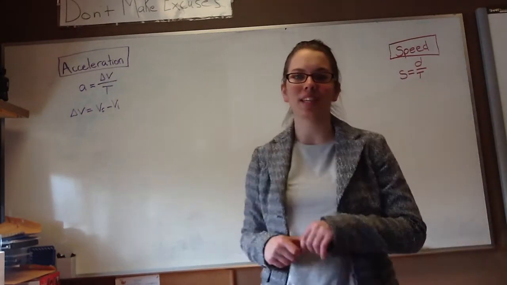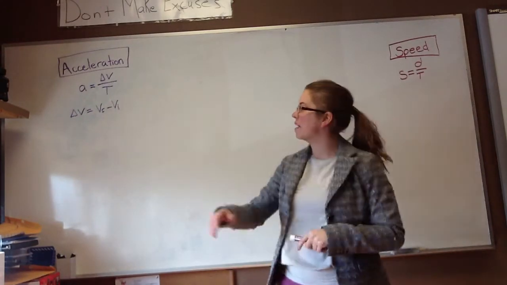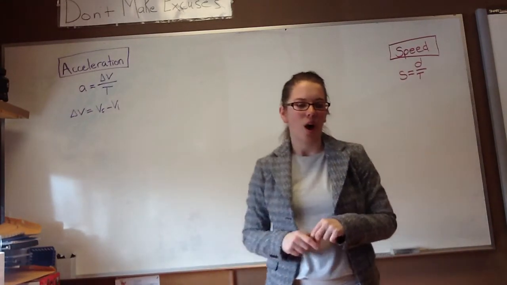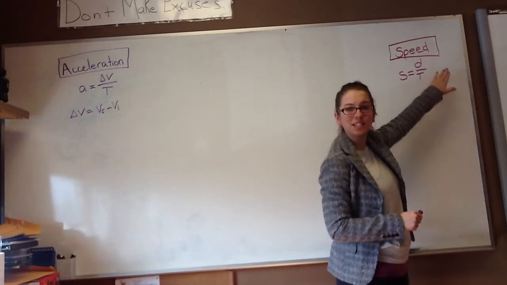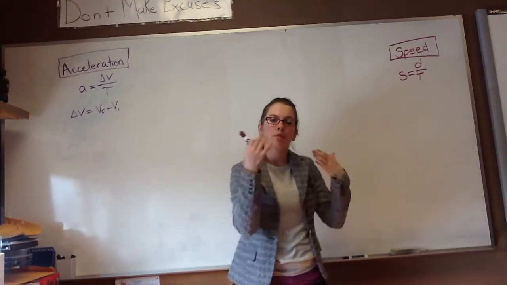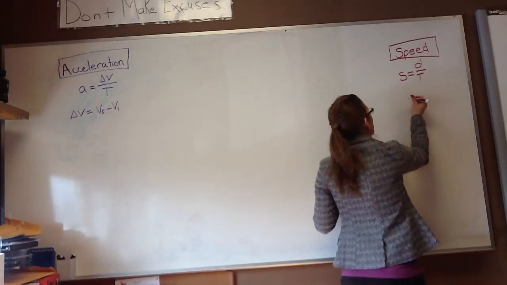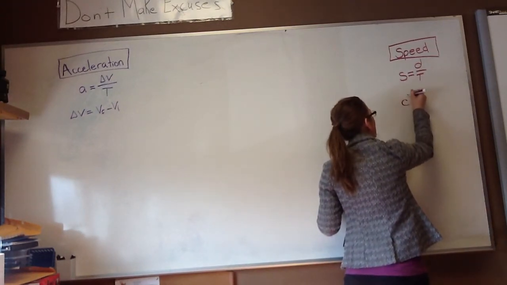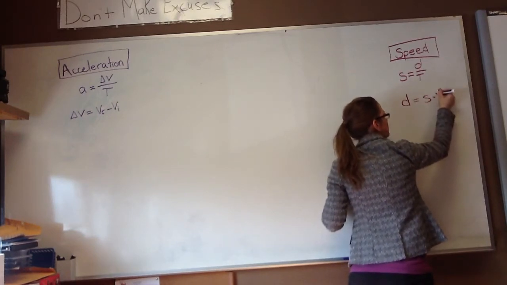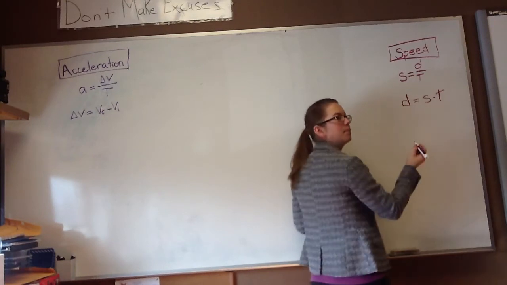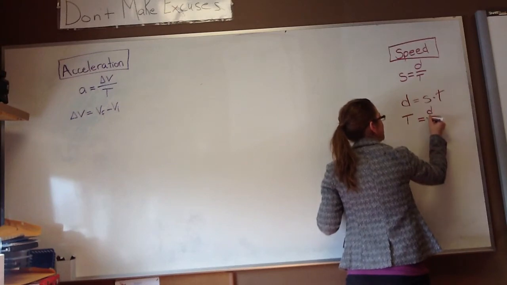Today we're going to practice using calculations for finding speed and finding acceleration. Okay, so the equation for speed is speed equals distance divided by time. If we manipulate this equation, we can get a similar equation to solve for distance. Distance is equal to speed times time, and time is equal to distance divided by speed.